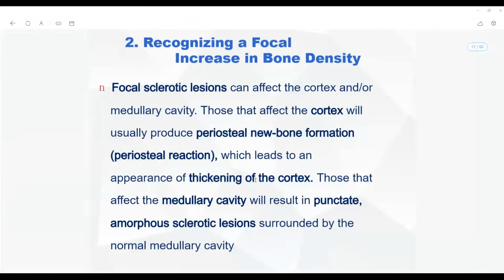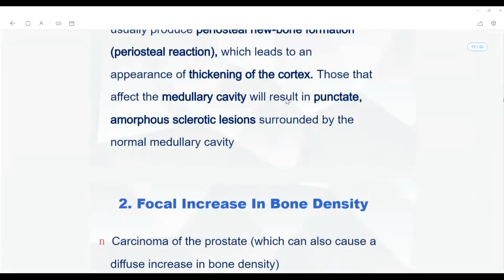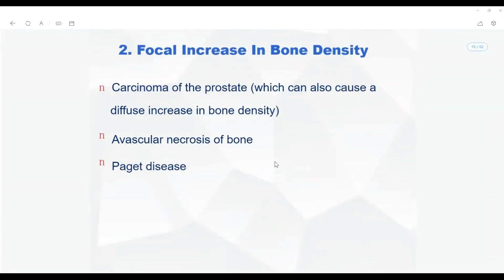So that one will affect the medullary cavity and will result in punctate and amorphous sclerotic lesions surrounded by the normal medullary cavity. So the medullary cavity is having the punctate and amorphous sclerotic lesions while the rest remains normal. Such a thing is happening in focal sclerotic lesions, right? So what actually happens? What is the density here? What is the particular condition? Carcinoma of the prostate will have such a condition.